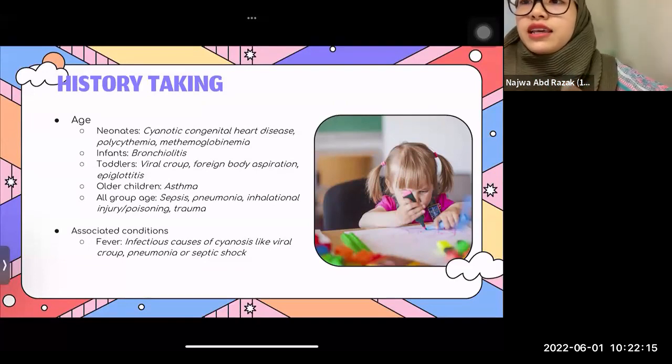So the next question that we can ask is about the associated condition, for example, the fever. Fever is associated with infection, or cyanosis. Okay, next.